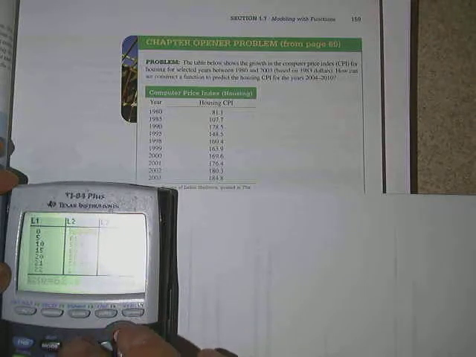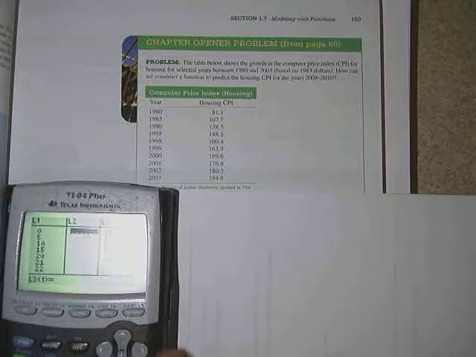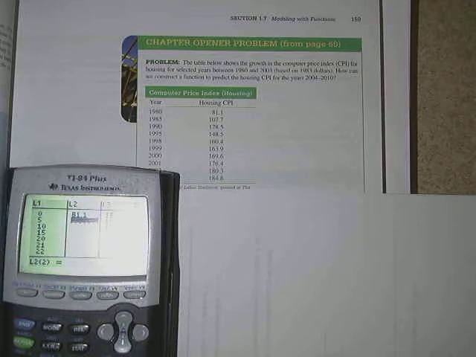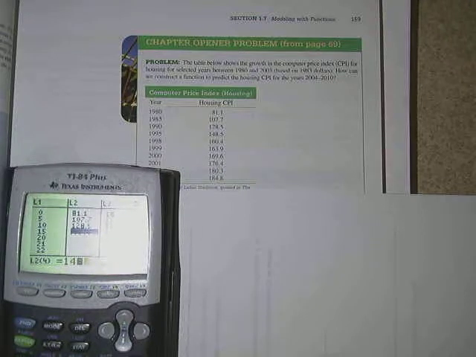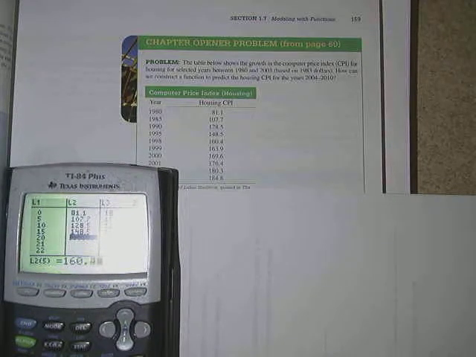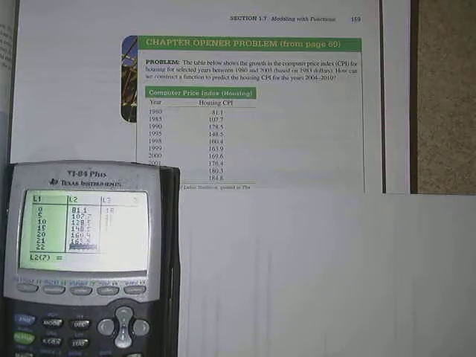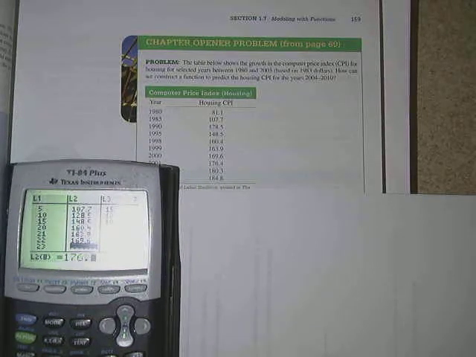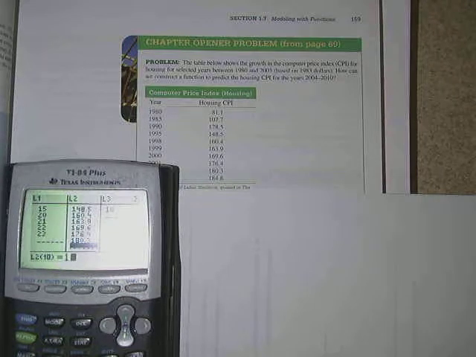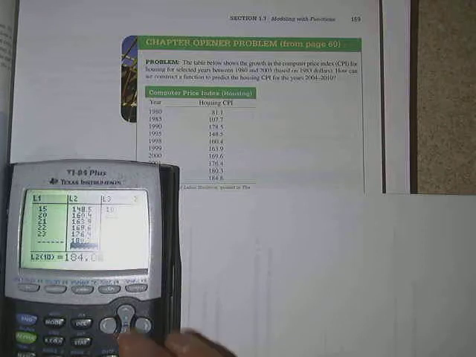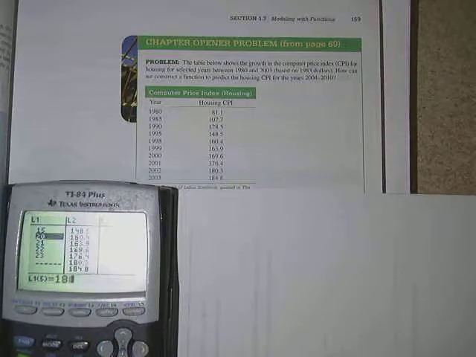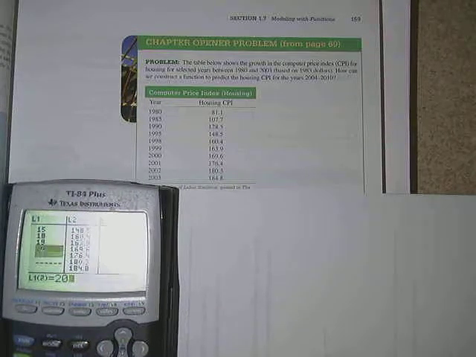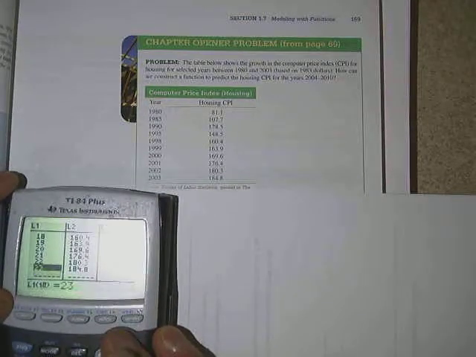And if I put my Y data into list 2, type that all in there: 81.1, 107.7, 128.5, 148.5, 160.4, 163.9, 169.6, 176.4, 180.3, and 184.8. And somehow I'm missing some, I missed the 98 and the 99, sorry. So it should have been 15, 18, 19, then 20, 21, 22, and 23.